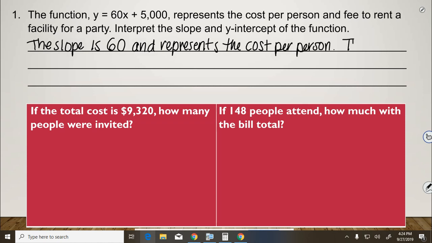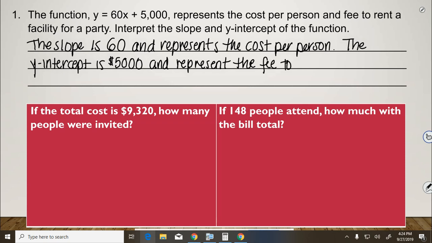The y-intercept is 5,000 and represents the beginning amount, or the first part of the payment. So it's the fee to rent the facility. So in this case, the word problem kind of set you up for success, but you had to make sure you knew what part of the equation was the slope and what part of the equation was the y-intercept.